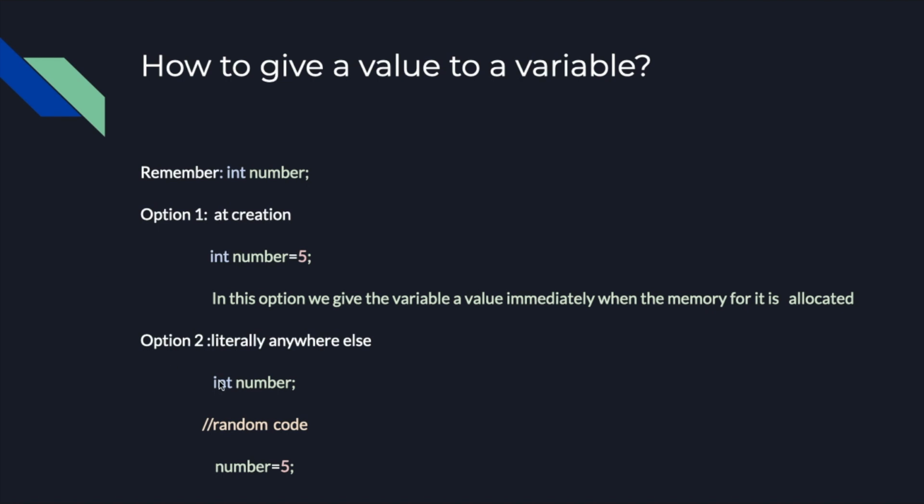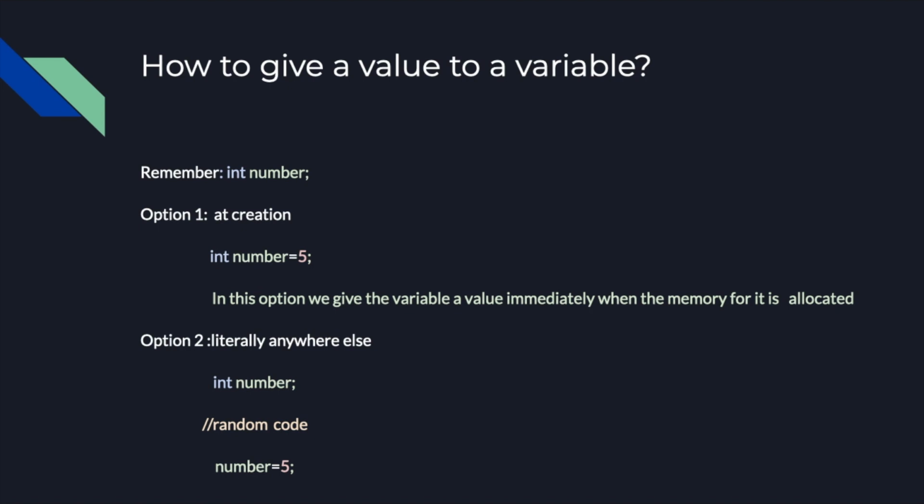Here we keep it like int number. Then we could have random code, that's doing something somewhere. And then at the bottom of that random code, we could say number is equal to 5. And like that, we have created a variable with the value 5.